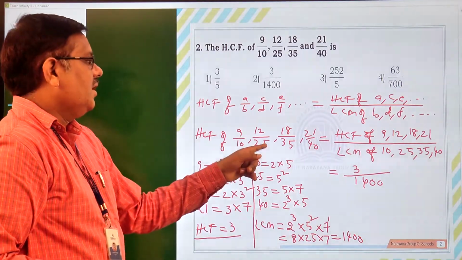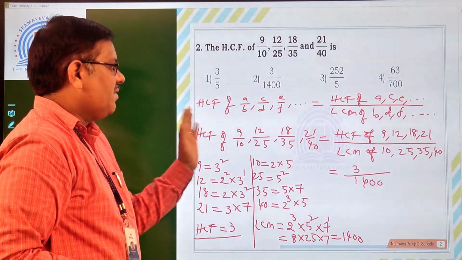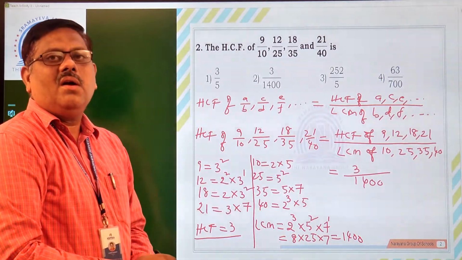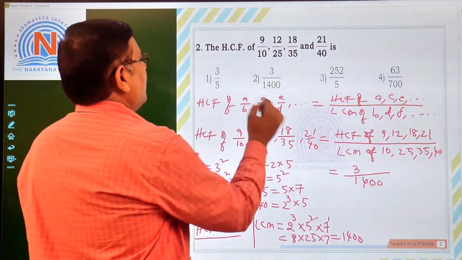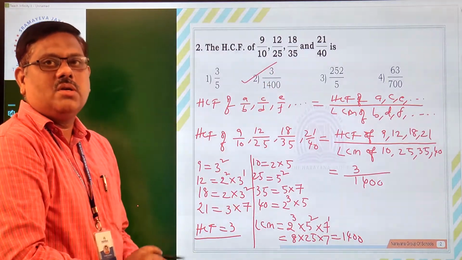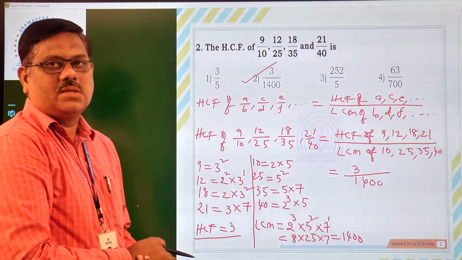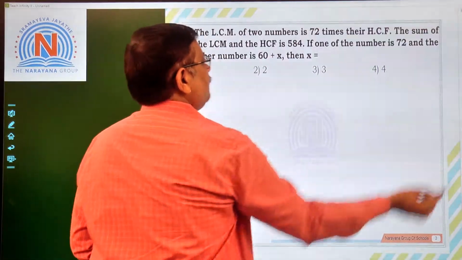So the HCF of the given fractions we got as 3 upon 1400. 3 upon 1400 is nothing but the second option. So the second option is the right answer for the second question. Okay, now we'll move to the next question.